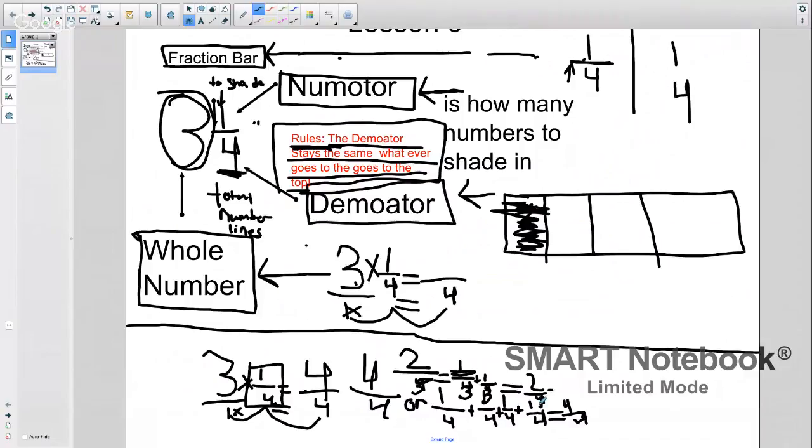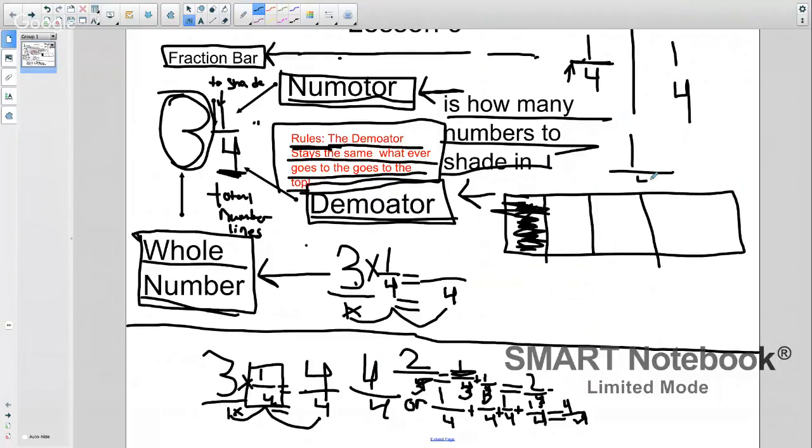Math is simple if you don't get it. This is simple. This is the whole number. Denominator, numerator. It's how the numbers do and shade in. You don't do 1/4 by making a box and doing 1 and coloring it all in. The teacher is going to mark it wrong. You cannot do that.